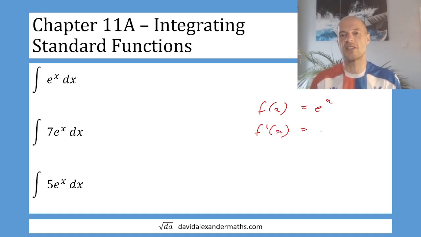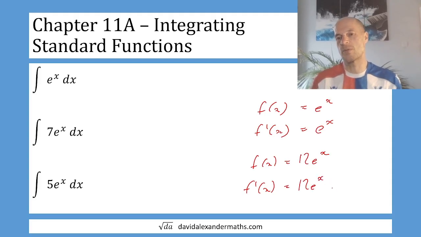If we differentiate e to the x, that is just e to the x. So if I'm integrating e to the x, it will be e to the x. If f of x is, let's say, 12e to the x, then if I differentiate, that will just be 12e to the x. And again, what we're doing is multiplying this by the derivative of x, which is just multiplied by 1. So it stays the same. So 12e to the x differentiates to 12e to the x, so 12e to the x integrates to 12e to the x. So all of these are really easy.